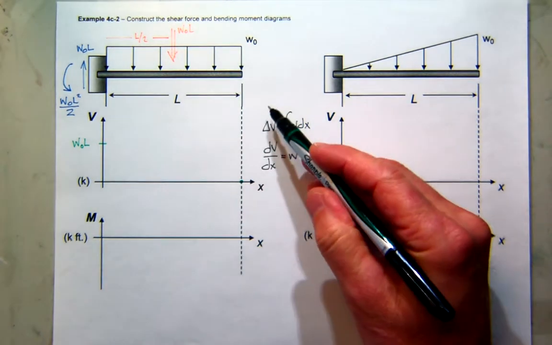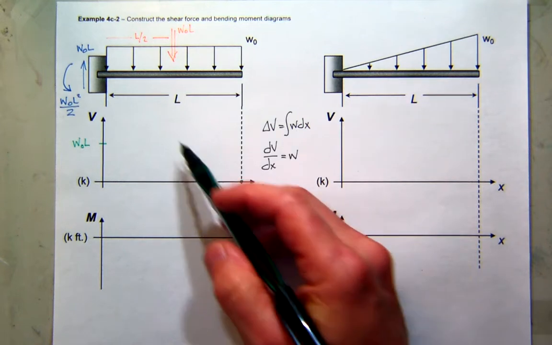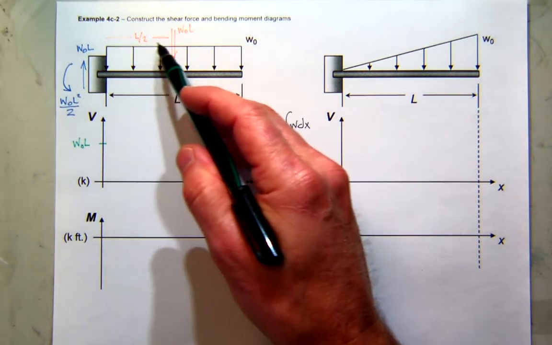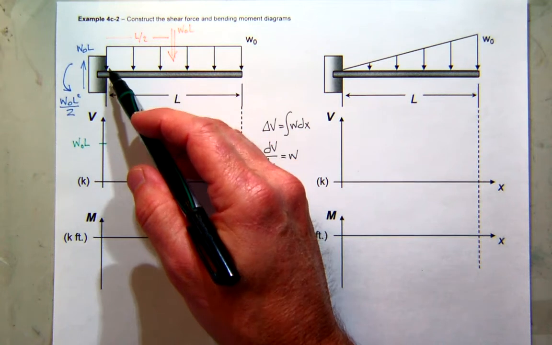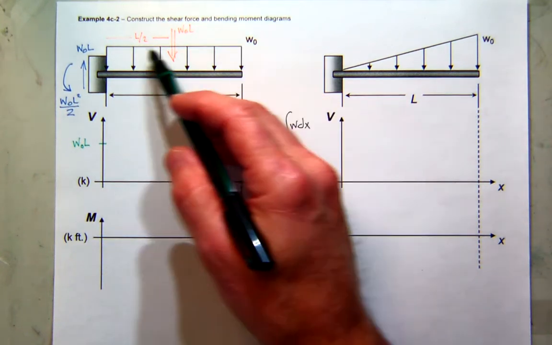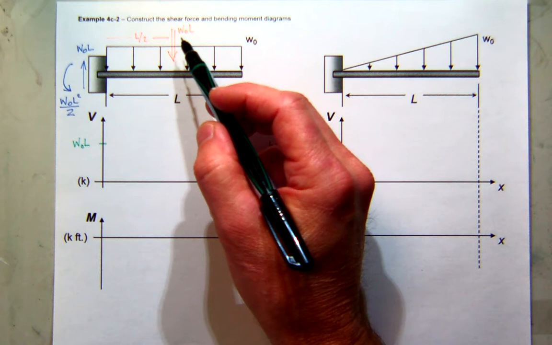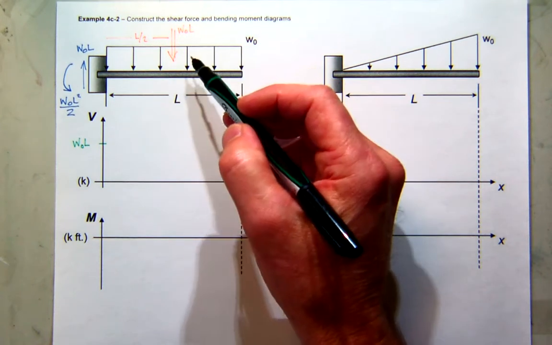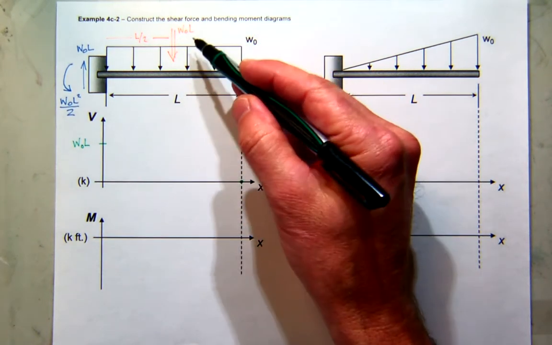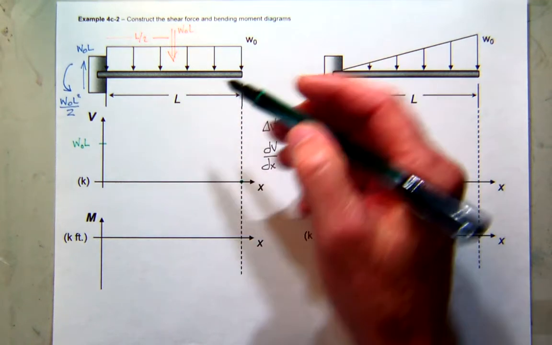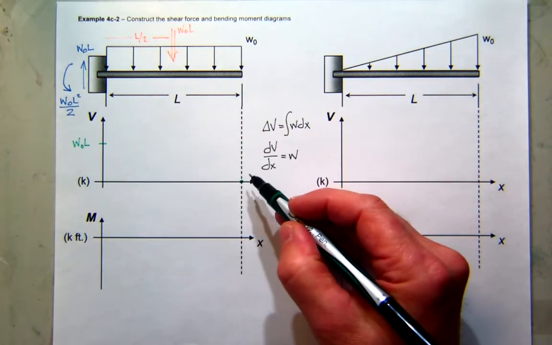So the change in shear is the area under the load curve. I look up at the load curve, and it's nice and continuous over the whole length. What's the area under that curve? We've already found it. It's the equivalent force, so this is W naught L. And is that force positive or negative? What kind of sign is a force acting down? Negative. So if I start at W naught L and subtract W naught L, I do in effect get 0.